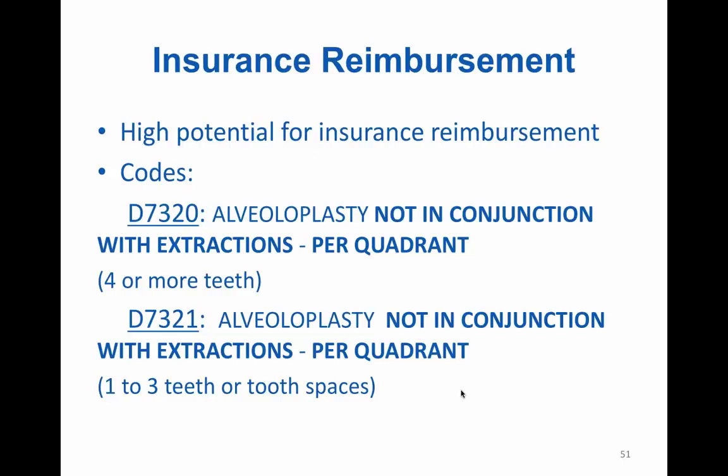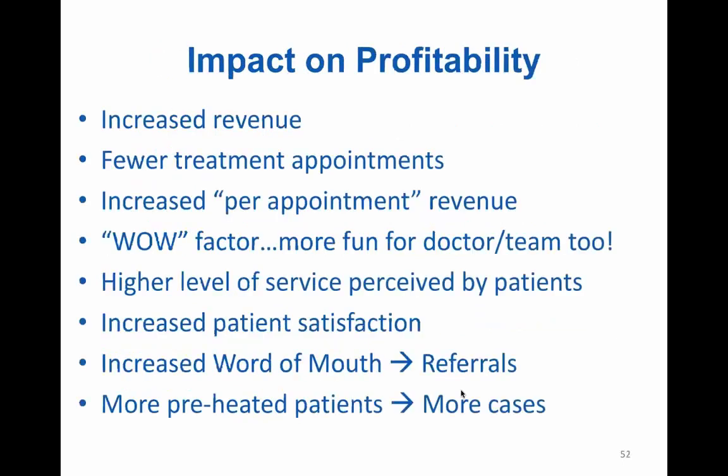If it's done per quadrant, in other words, with 4 or more teeth in a quadrant, that's the code that we use. If you do 1 to 3 teeth in a quadrant, then we use code 7321. You can submit this to insurance per quadrant. So in other words, up to 4 submissions of this code per procedure per patient. And we are getting some insurance companies reimbursing us for this procedure.